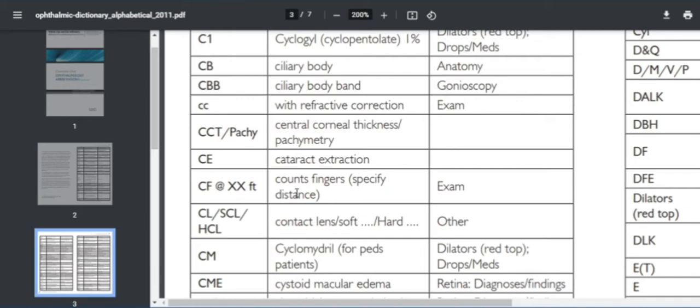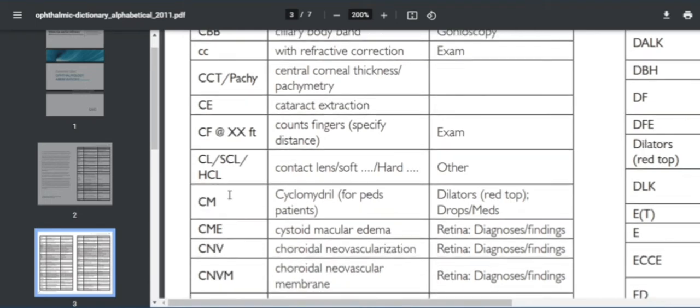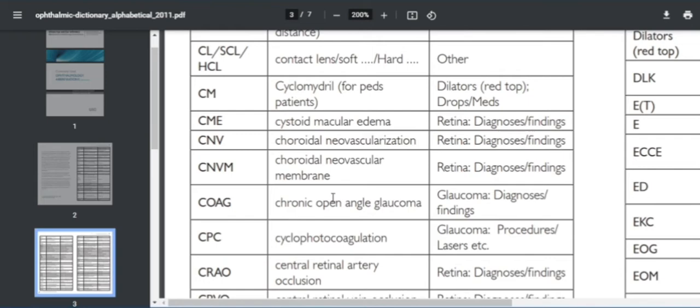So that is the CF, counting fingers. Now CL, the contact lens, soft contact lens, hard contact lens, depending on that. This CL, SCL, HCL. CM is cyclomydril, a dilator. Now CME, cystoid macular edema, mostly seen in diabetic retinopathy cases. CNV, choroidal neovascularization in retinal diagnosis. Choroidal neovascularization sometimes leads to neovascularization of the angle, which can also lead to glaucoma. Now CNVM is the choroidal neovascular membrane.